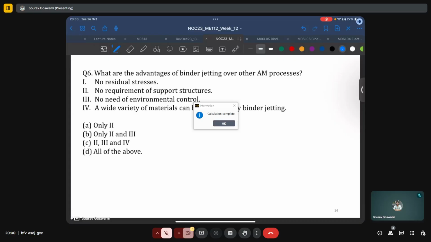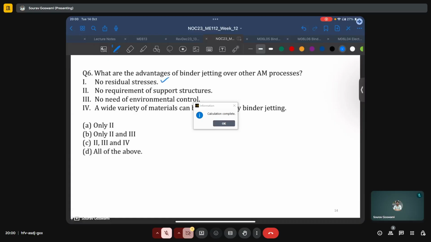Option 1, no residual stresses, is indeed true, because in this case, we are only subjecting the powders to very low or close to ambient temperatures. Since there is no melting and solidification, there are no residual stresses involved. So statement 1 is correct.